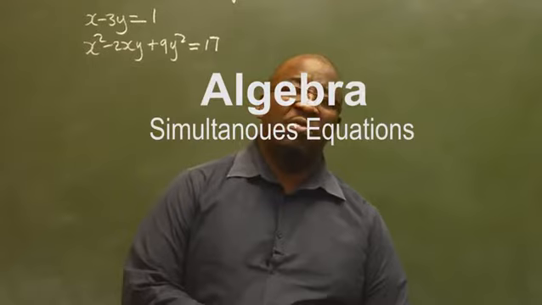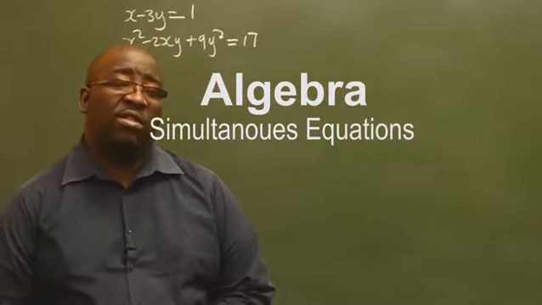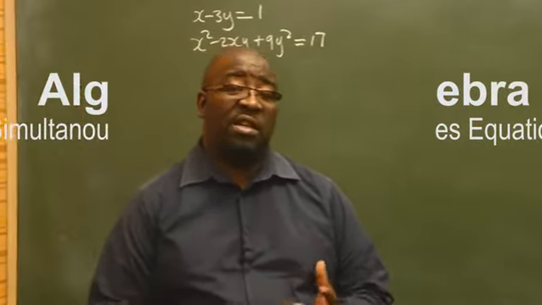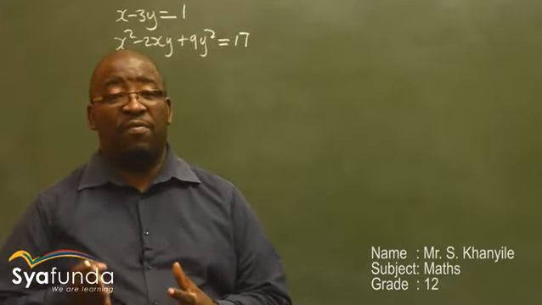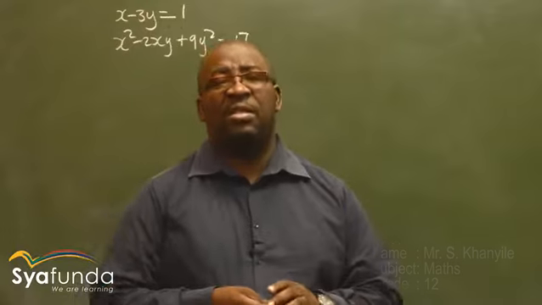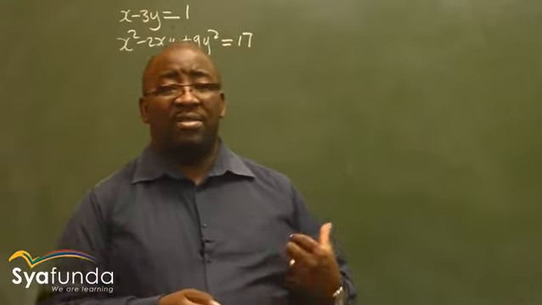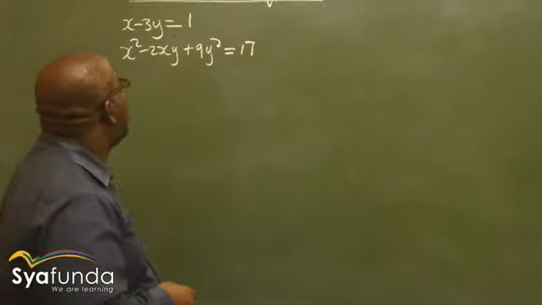Right, we move on to the topic called simultaneous equations. This is the biggest section in algebra because it carries many marks, between 5 and 8 marks, depending on the examination. This particular one is 7 marks. Let's see how we do it.